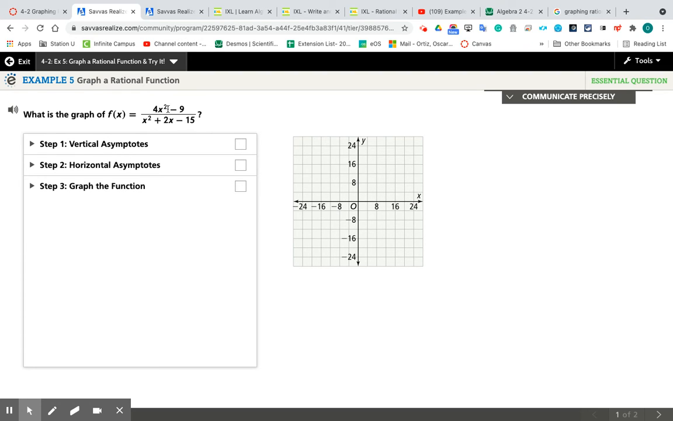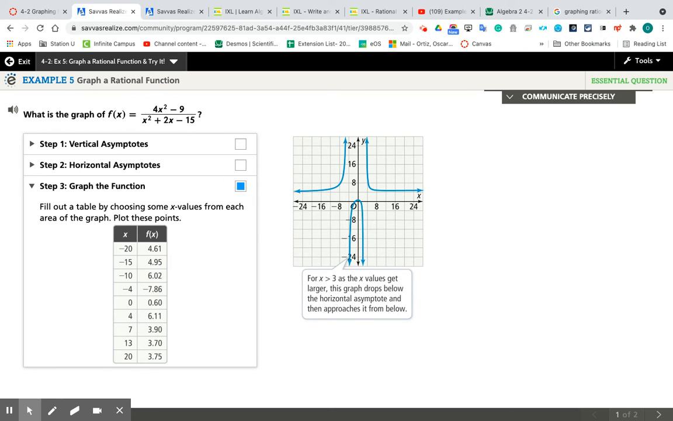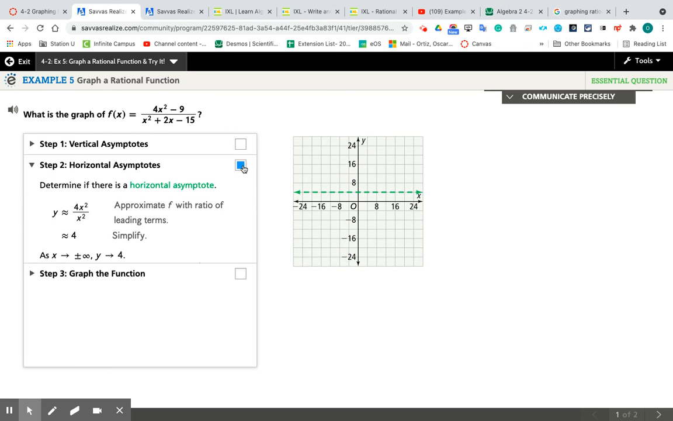In this case, the degree of the numerator is 2, the greatest exponent, and so is the degree of the denominator. So that means we have to divide the leading coefficients. Leading coefficient at the top is 4, leading coefficient at the bottom is 1. So 4 divided by 1 is 4. Sorry, that's not the right thing right here. So when you divide 4 by 1, you get 4. So y equals 4 will be your horizontal asymptote.